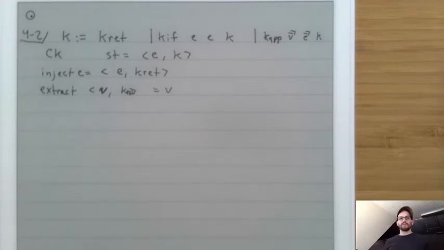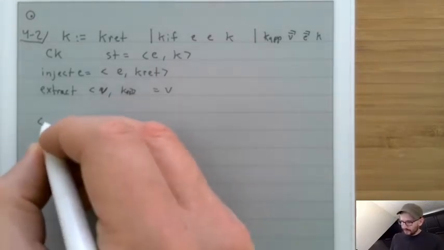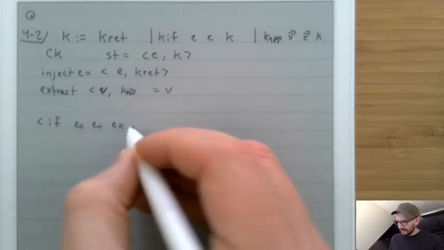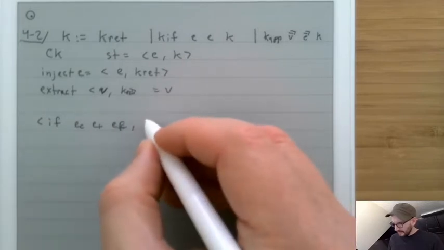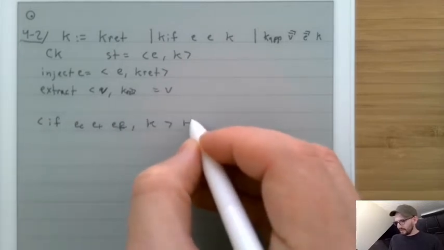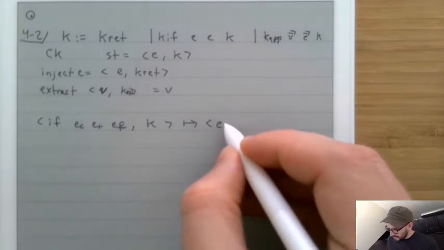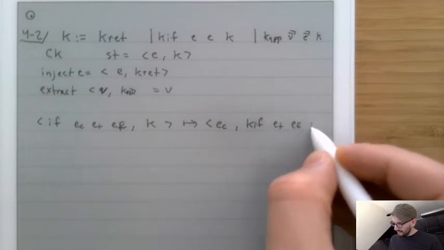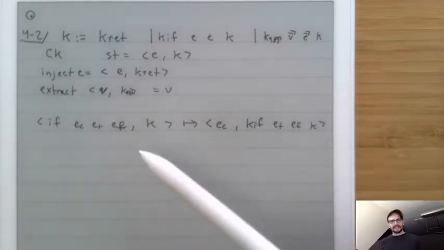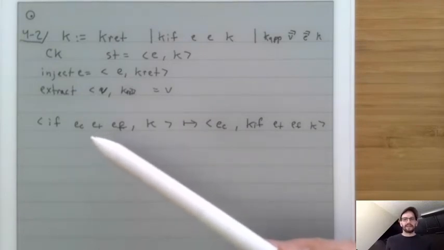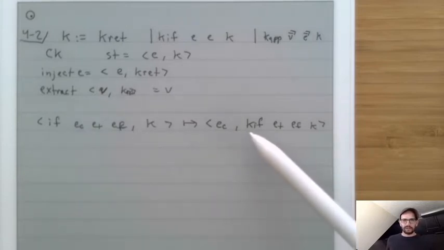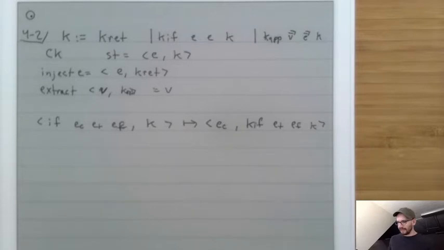So now what are the rules for the CK machine? The rules for the CK machine are quite straightforward. The first rule says that if we have an if, EC, ET, EF, and some K component, then what we do is we focus on the EC and we construct a KIF with ET, EF, and the K. Notice that this is a constant amount of work, because we can immediately look at something and tell whether it's an if. And then what we do is we just create a constant new KIF structure on the outside.